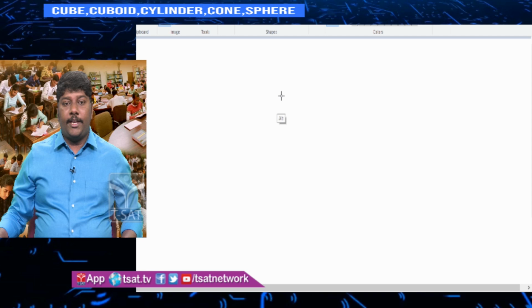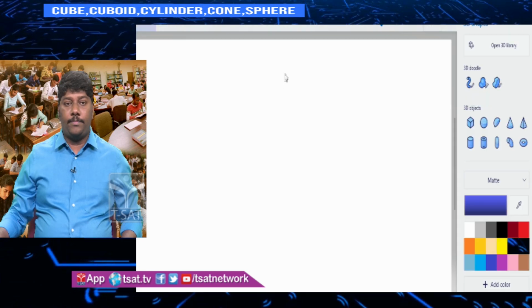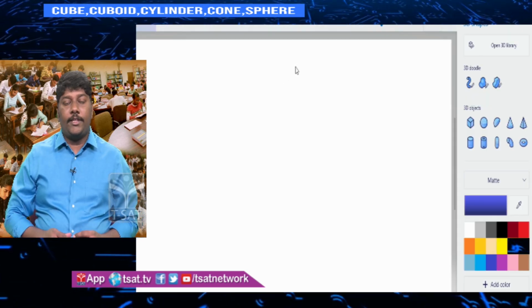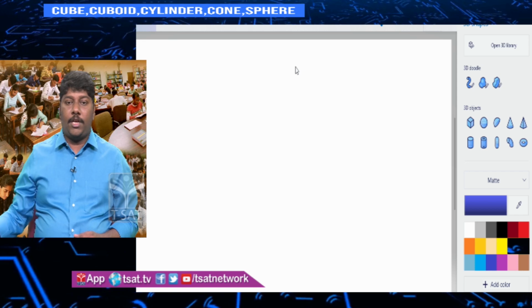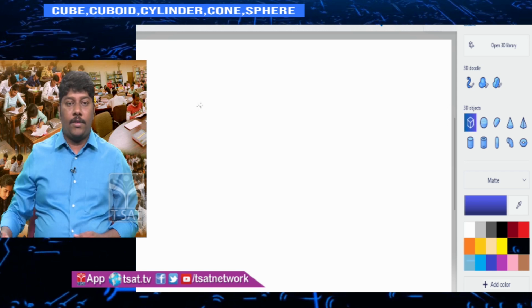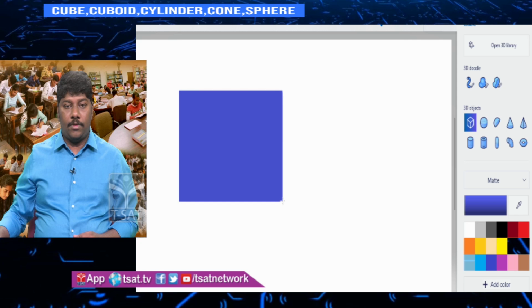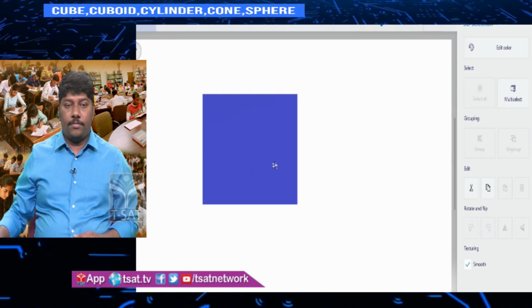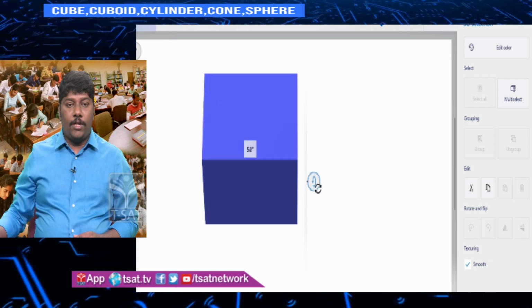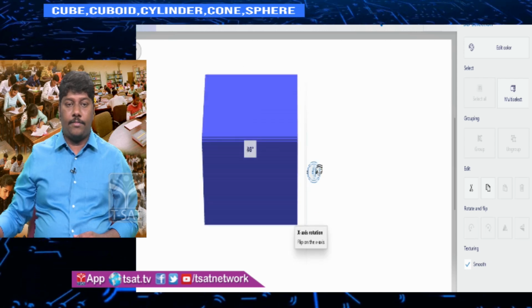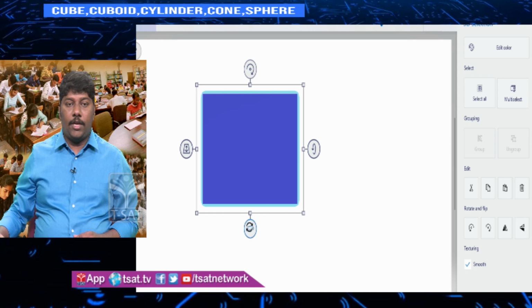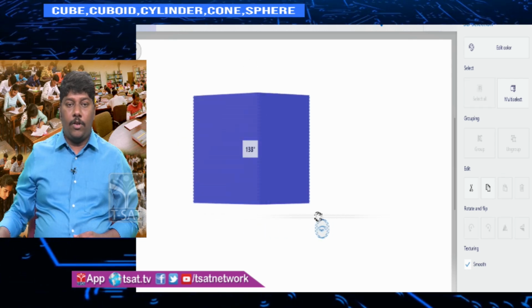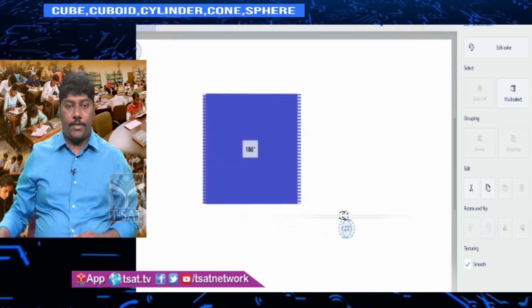Now, let us look at the 3-dimensional figure of a cube. See how a cube looks in 3D. So, you can imagine here all surfaces are square surfaces. Here also all of them are simply square surfaces.